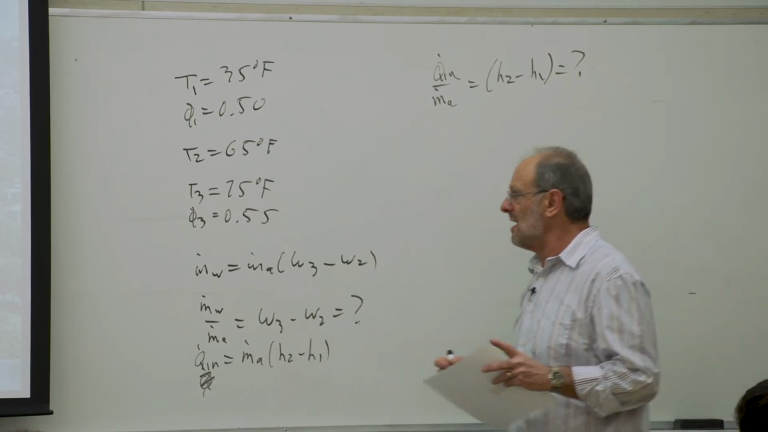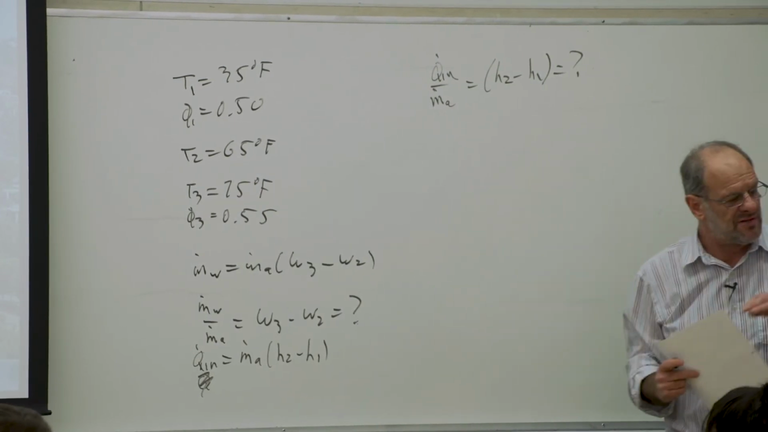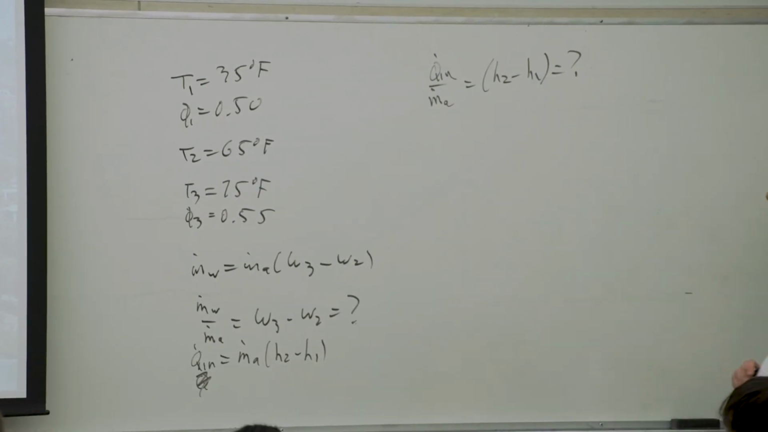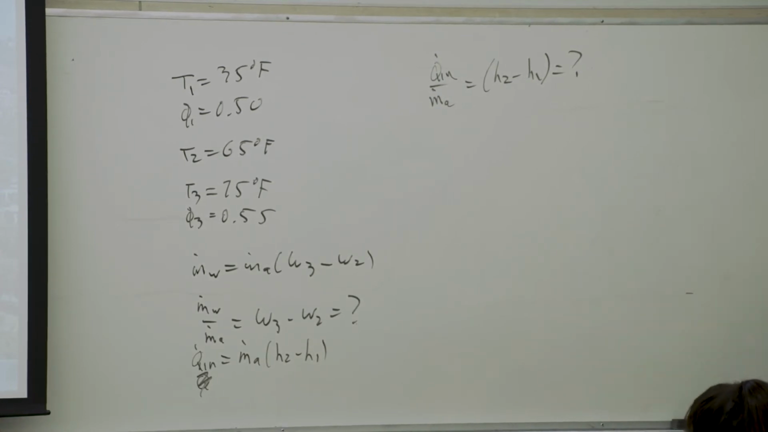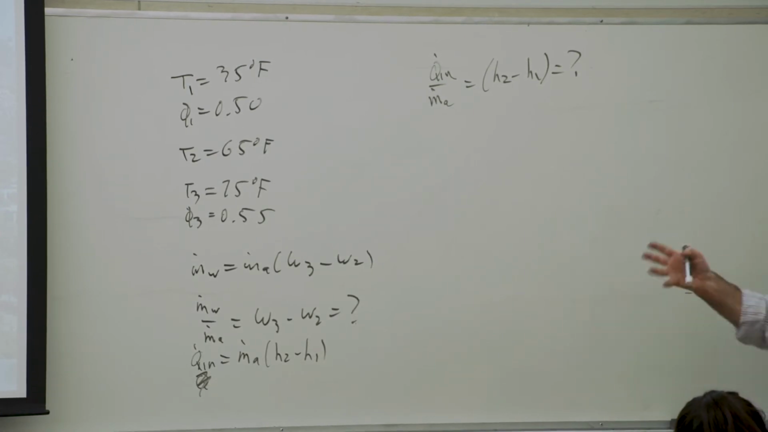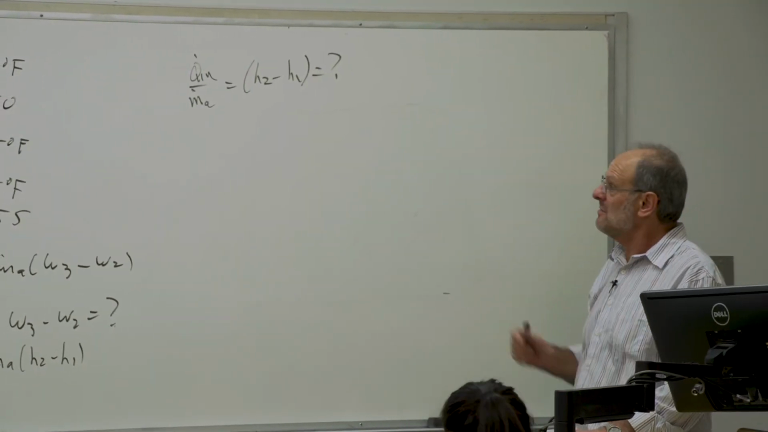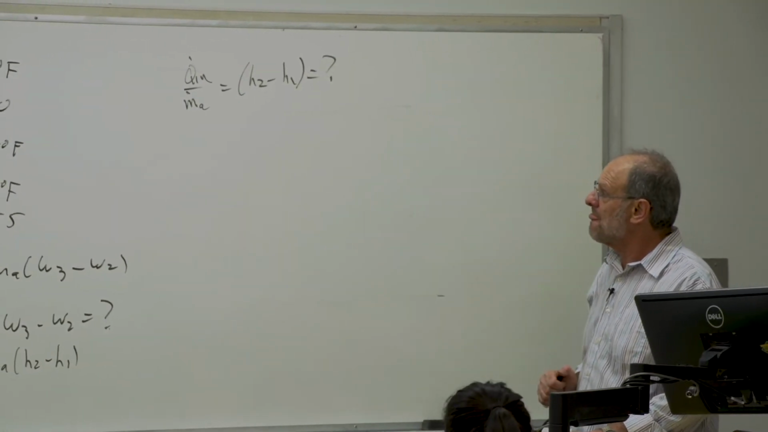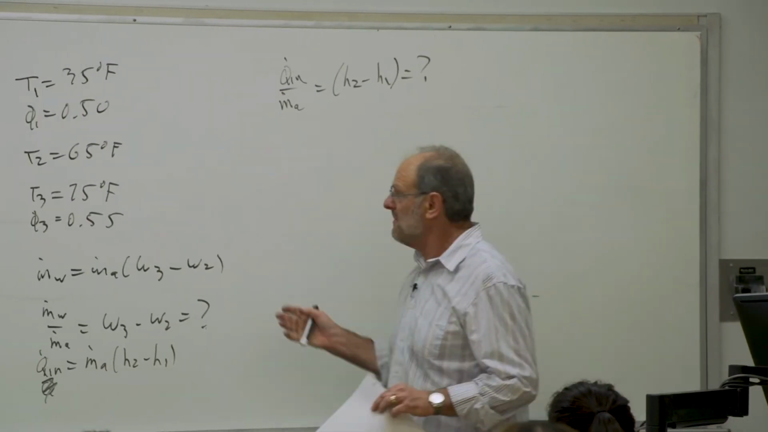Now, if you look at these equations, all we really have to do is convince ourselves that we have enough data at each of those 3 points to solve these two equations. If I know any 2 properties, then I can go into my psych chart and look up any of the other properties I want. So yes, I know 2 things at point 1: the temperature and relative humidity. I know 2 things at point 3: again, the temperature and relative humidity.